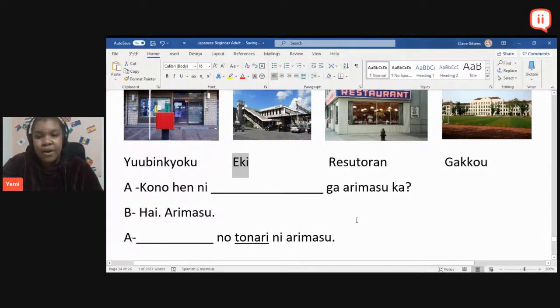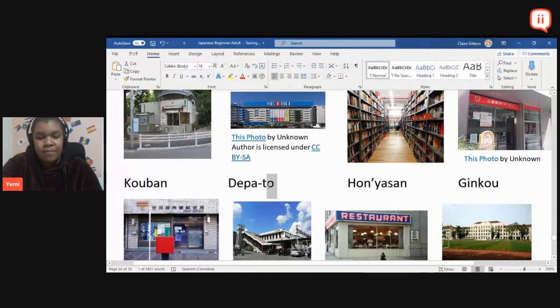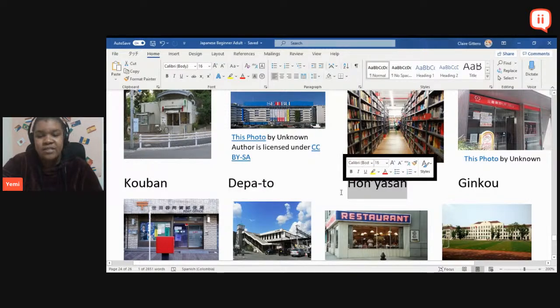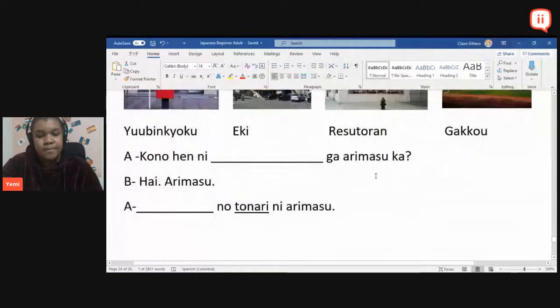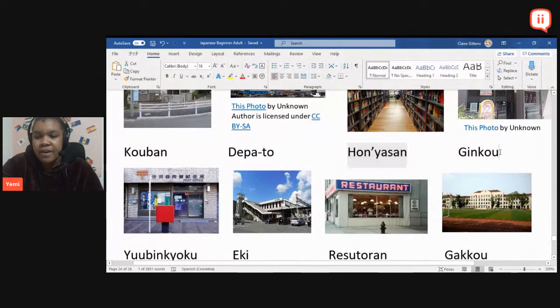Okay? All right, let's try with the department store. Okay, so the department store is next to the bookstore. Yes? All right. Kono hen ni depato ga arimasu ka? Hai, arimasu. Honya san no tonari ni arimasu. Okay, let's try with the bank. Oh, the bank is also next to the bookstore.